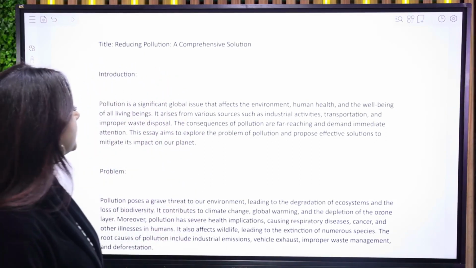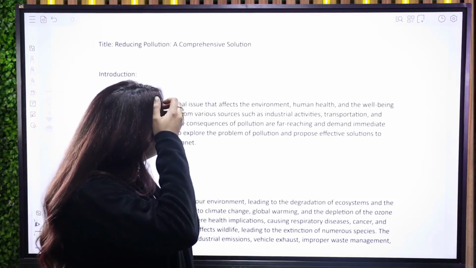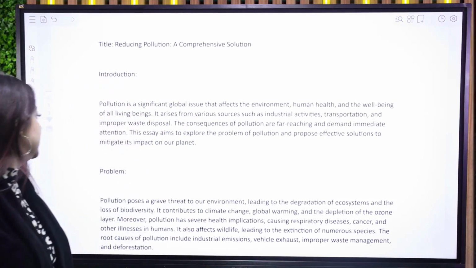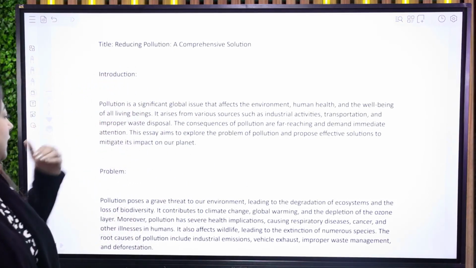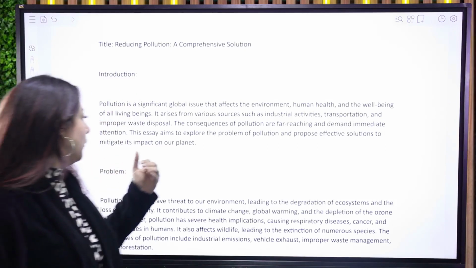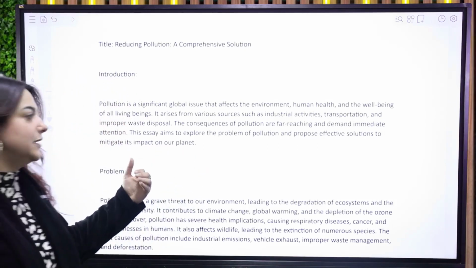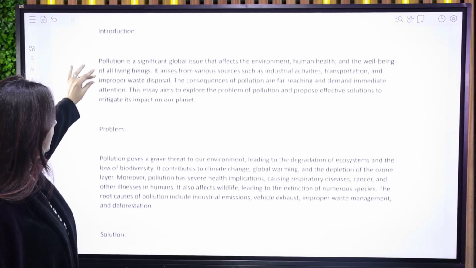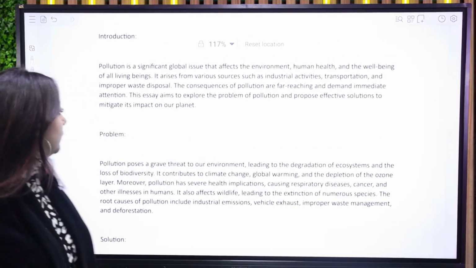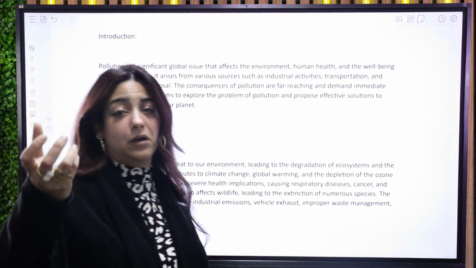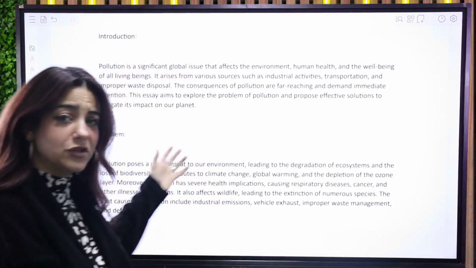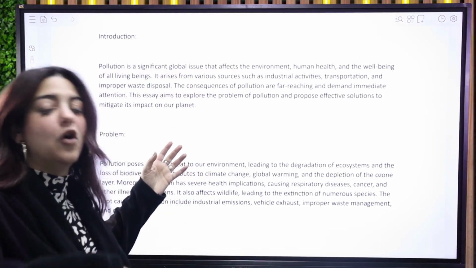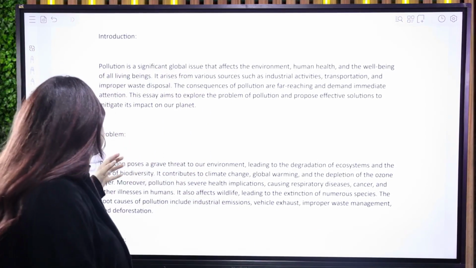This essay aims to explore the problem of pollution and propose effective solutions to mitigate its impact, or even to get rid of the impact on our planet, or reduce its impact maybe. So this is for the introduction here, and it's only an introduction, okay? And we derive it from the question rubric, and then we write about the consequences, but not all of it. We just state that it has dire consequences for all living things or the planet, including humans and animals.